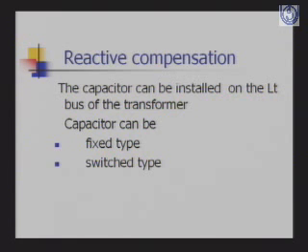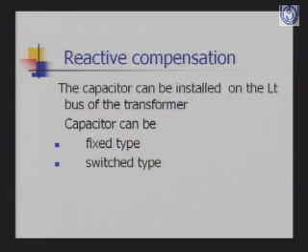So what you need to do is generate the compensation for this inductive current as close to the point of load where it is required. To compensate this inductive requirement, we provide capacitors. The capacitor's kVAR is in a direction opposite to that of the inductive requirement. So that is why we provide capacitors.